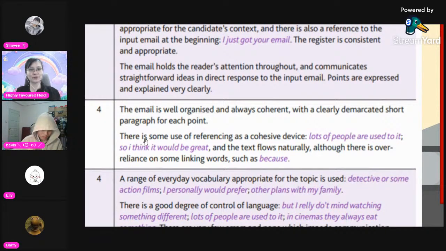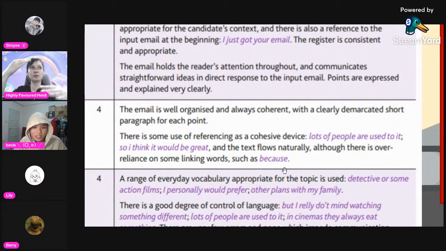All right. So there is some use of referencing. There's cohesive device, lots of people. So I think, so there's the word so. And the text flows naturally, although there is over-reliance on some linking words such as because. See? As long as we can see the variety of cohesive devices, this 4 is a mix of 3 and the 5.